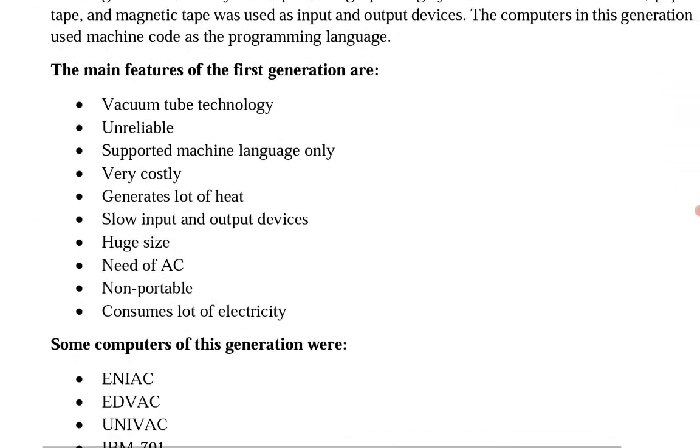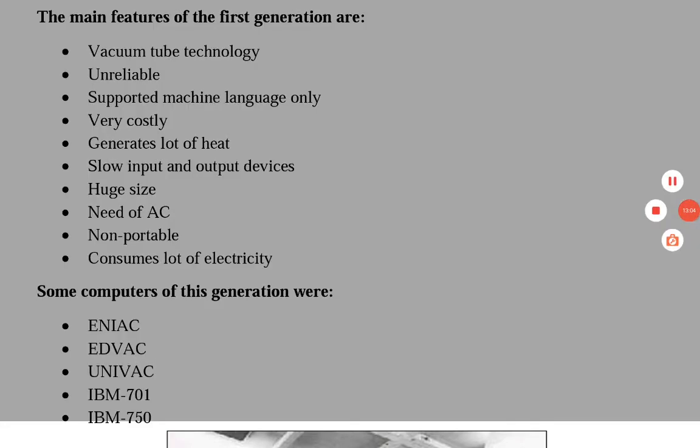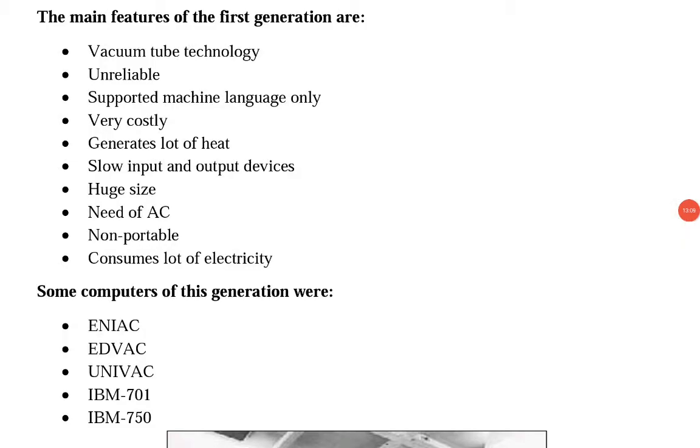So what are the features of first generation computers? Vacuum tubes are used. Only machine language is available, no other high level programming languages are used. Machine language is a very tedious and very complex programming language, and they are very costly machines. First generation computers are very costly and generate lot of heat.